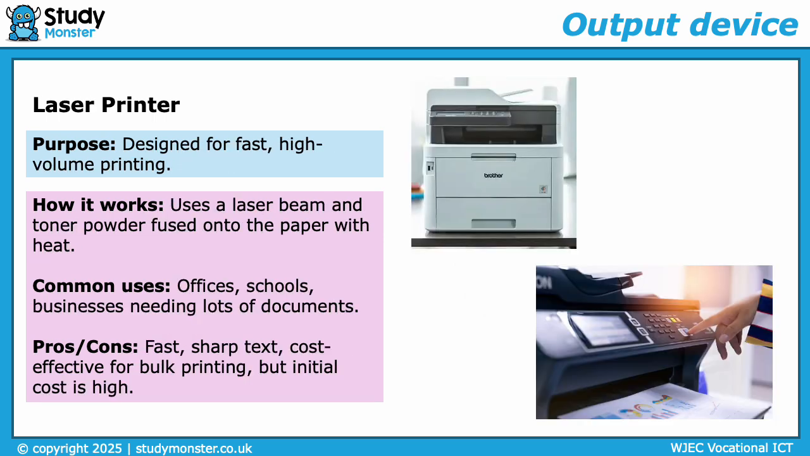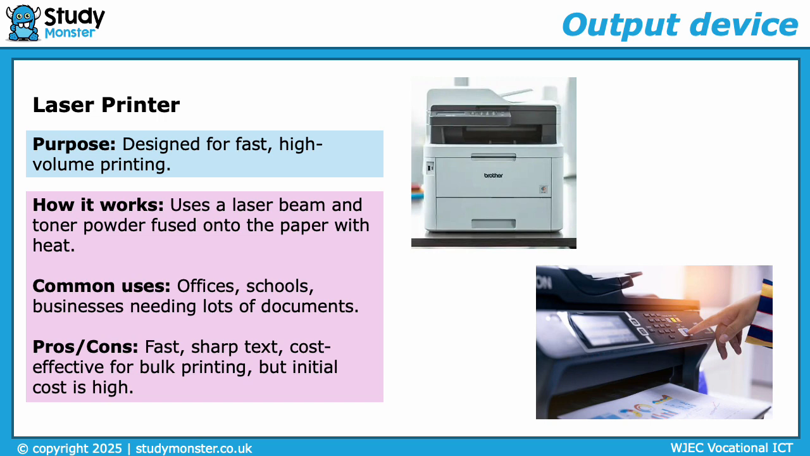Next one, laser printers. This is what we use in school. Offices will have them as well, designed for fast, high volume printing. So whereas the inkjet printer is slow, the laser printer is fast. If you need to print off loads of information, loads of documents, laser printer is the way to go. How it works, it uses a laser beam and toner powder, so it's fused onto the paper with heating elements on the rollers. So it will deposit toner onto your paper, and the heating elements bind it to the paper as it passes through.